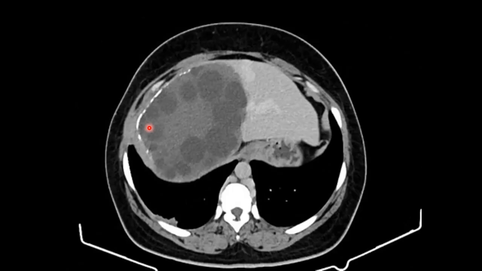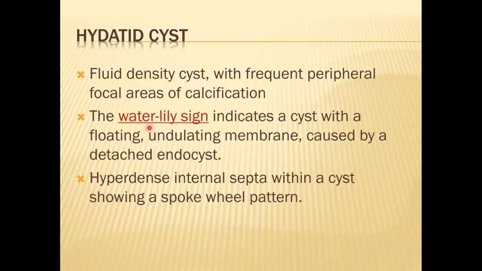Any guesses? Hydatid cyst. It is a fluid density cyst with frequent peripheral focal areas of calcification. These give some typical signs, which are the water lily sign, which indicates a cyst with a floating or undulating membrane caused by a detached endocyst.